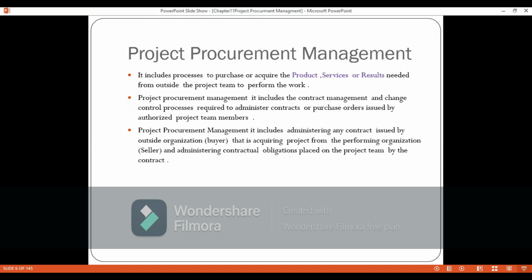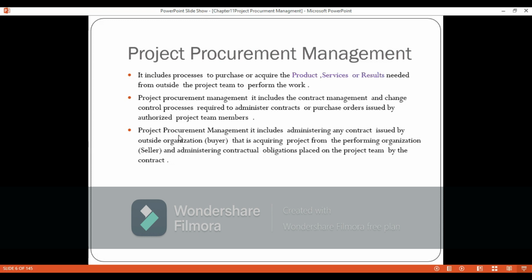So let's start. First of all, project procurement management is about the processes that allow you to determine whether I should purchase a product or build it in-house, right? So whether a product, a service, or a result, right? So project procurement includes all the contract management and the change control process, and how you're going to administer those contracts during monitoring and control, right? And when to issue a purchase order or when to issue a contract, right?